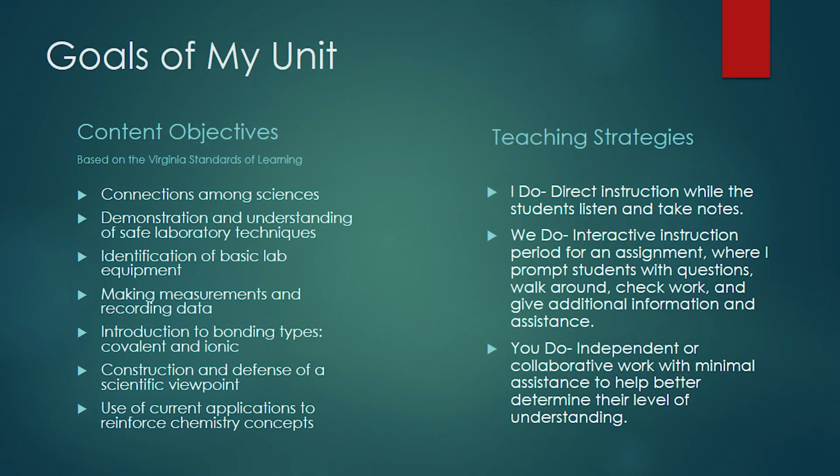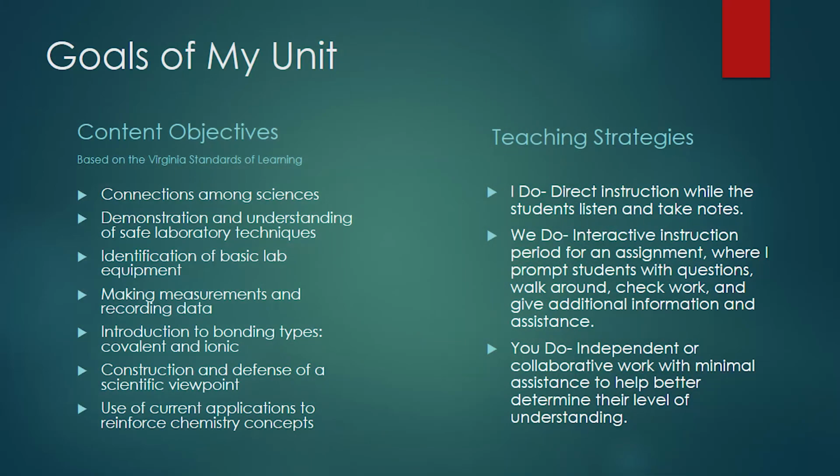So some of the main goals of my unit that I want to get across to my children are connecting the sciences. A lot of my students are coming from biology to chemistry, so I want to be able to connect the biology to the chemistry. I also want them to understand some of the scientific and lab techniques, making measurements, recording data. Also, one of the big concepts that I want them to really grasp is bonding types, knowing the difference between covalent and ionic bonds. And the last thing, just reinforcing some of the chemistry concepts that they already know.